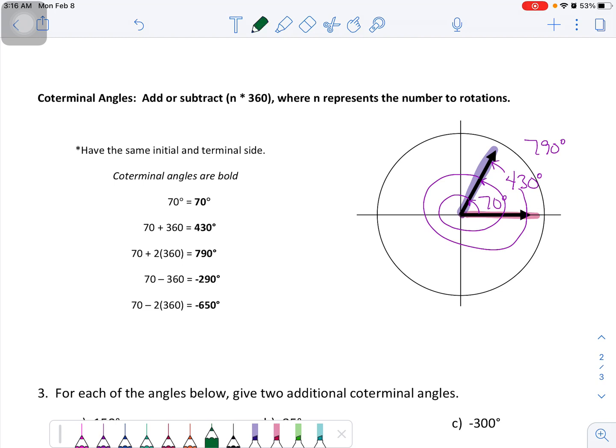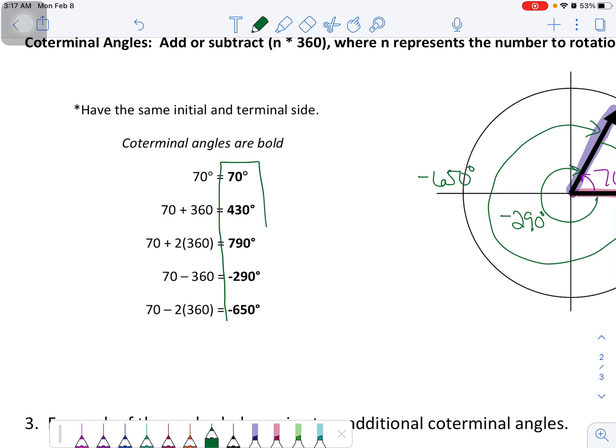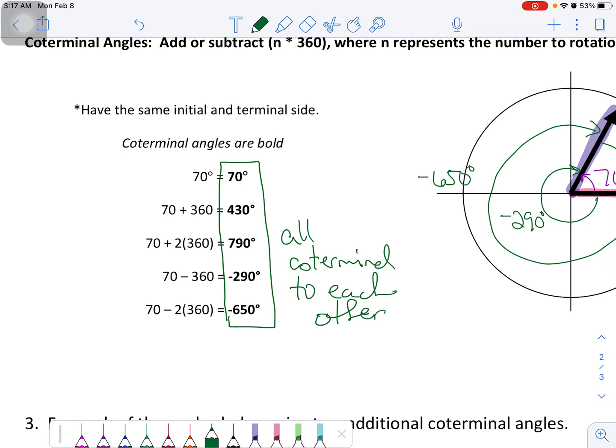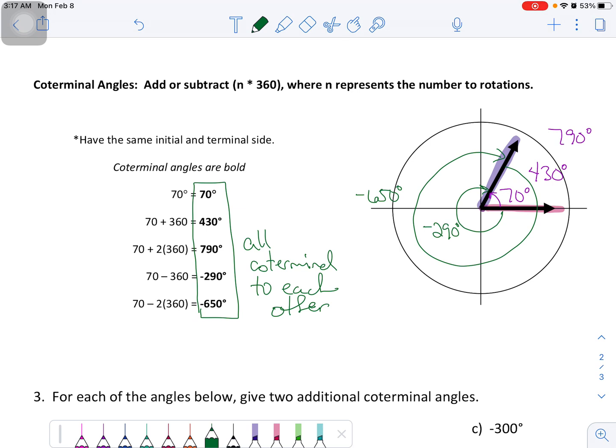The other thing you can do is look at the negative angles. So if I take out all of these positive rotations, and then I look at the negative rotations. Well, 70, if I subtract 360 from it, would be negative 290 degrees. And I could do another subtract 360, which would put me at negative 650 degrees. So all of these angles, 70, 430, 790, negative 290, and negative 650 are all coterminal to each other.